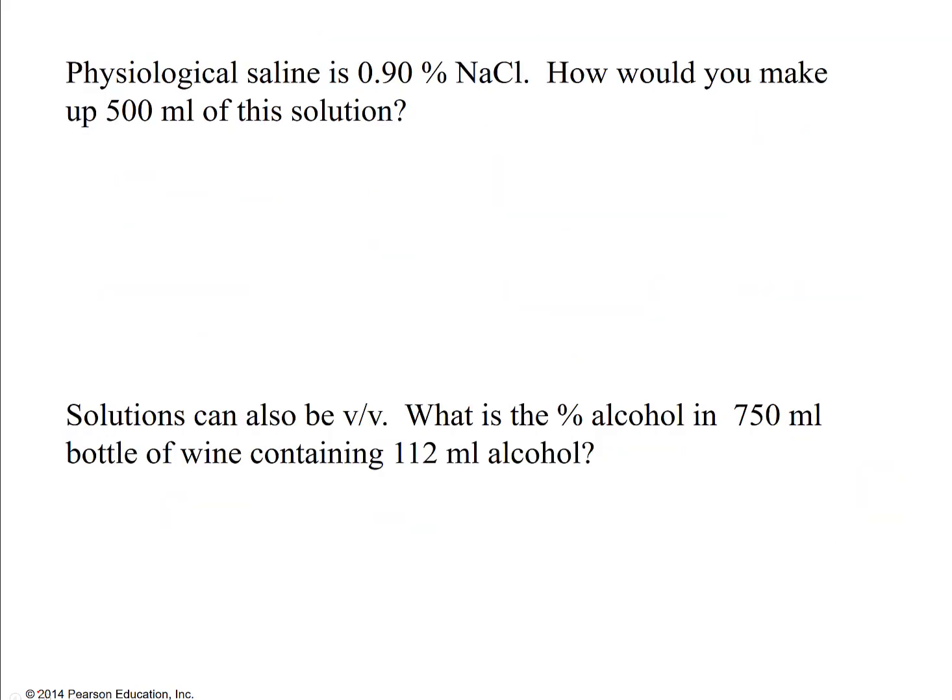So physiological saline is 0.9% sodium chloride. How would you make up 500 milliliters of this solution? So what do you see whenever you see percent? What can you change molar into? You can change molar into moles per liter. When you see percent, that means what? So anything out of 100. So you know that it's going to be grams per 100 milliliters. That's a mass to volume ratio.